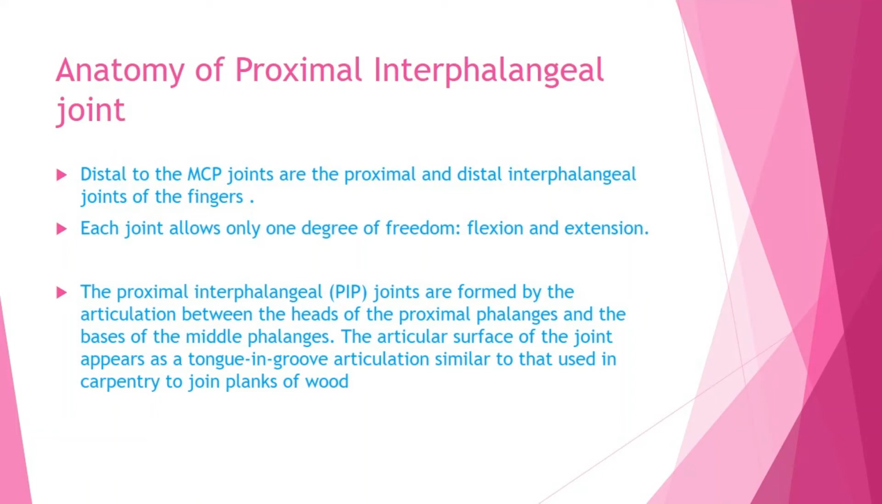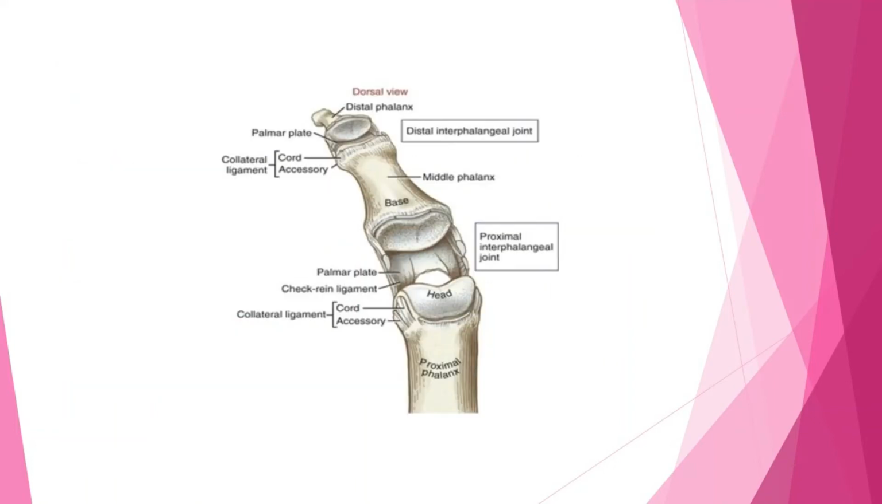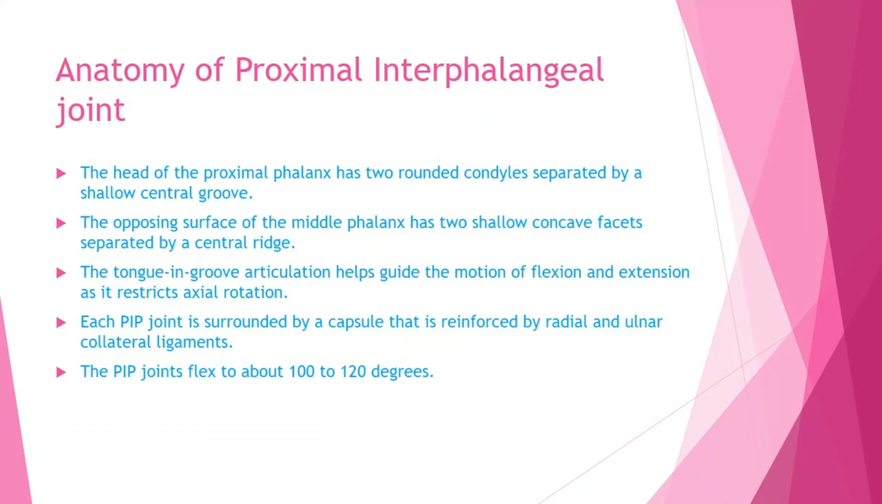The head of the proximal phalanx has two rounded condyles separated by a shallow central groove. The opposing surface of the middle phalanx has two shallow concave facets separated by a central ridge. The tongue-in-groove articulation helps guide the motion of flexion and extension as it restricts axial rotation. Each PIP joint is surrounded by a capsule that is reinforced by a radial and ulnar collateral ligament.